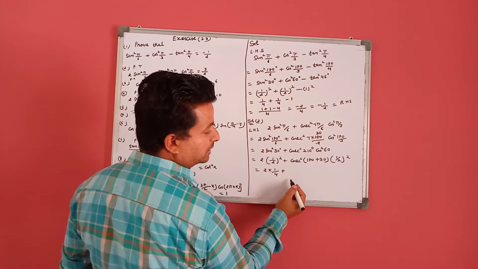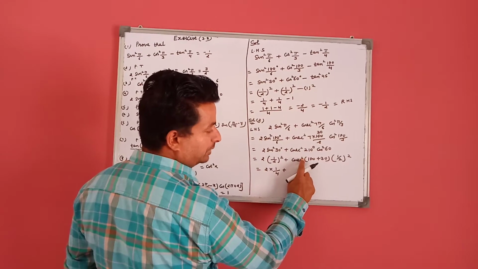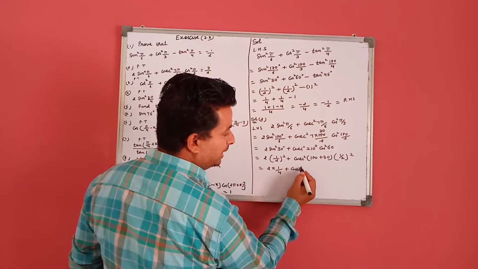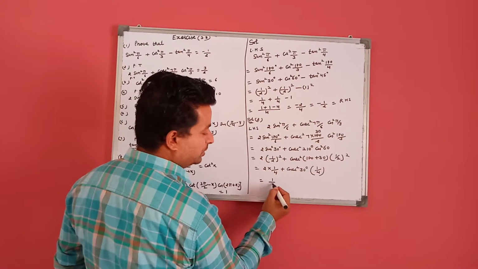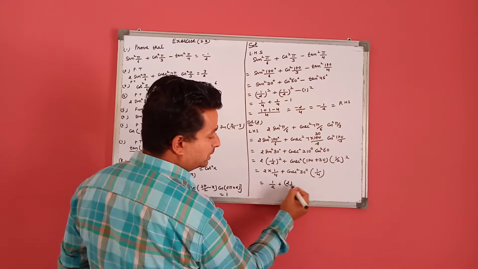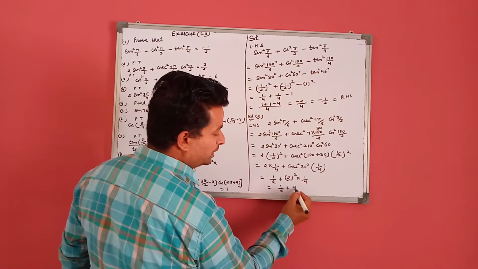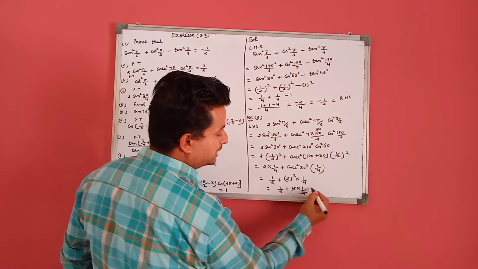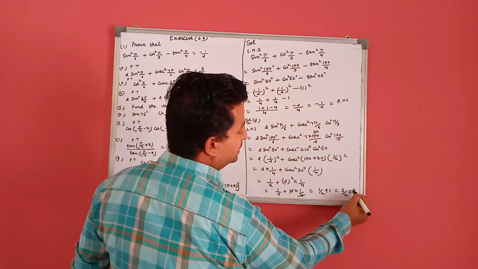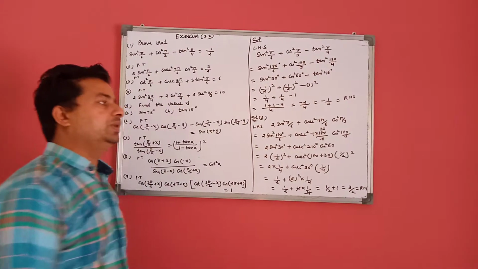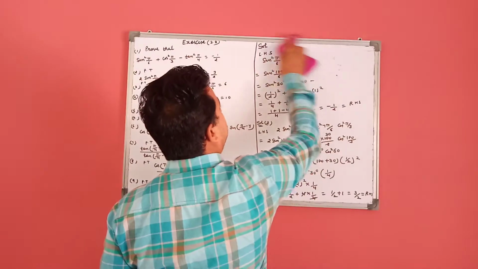180 plus 30 is the third quadrant. In the third quadrant, cosecant is negative, but there is a square, so its value is positive and the t ratio is not changed. This becomes 1 by 2. Cosecant 30 is 2. So this becomes 1 by 2 plus 4 into 1 by 4. This cancels out. Half plus 1 is 3 by 2, which is the right hand side of the equation. These are the solutions of question number 2.